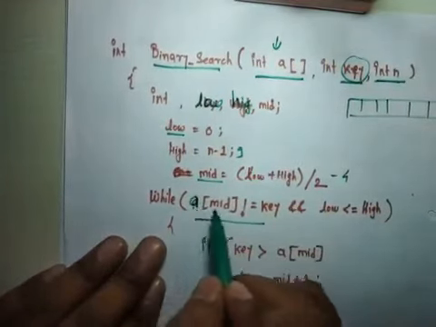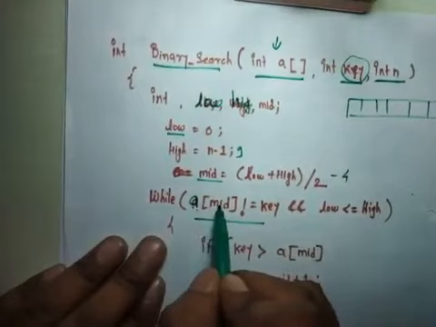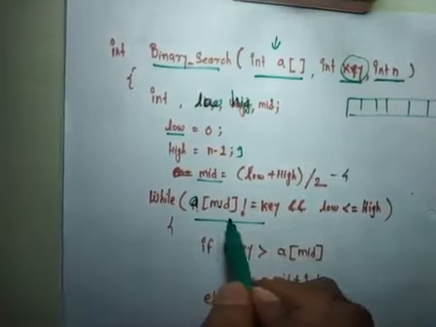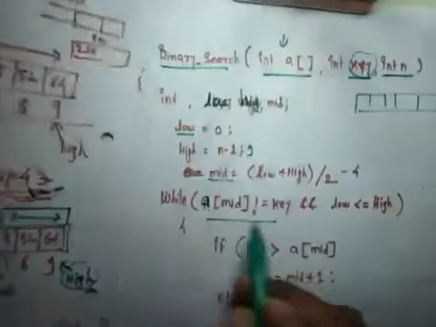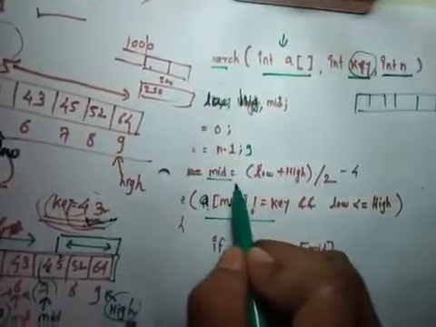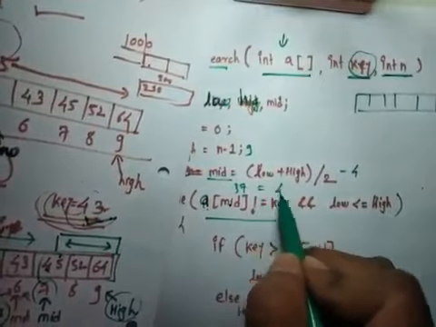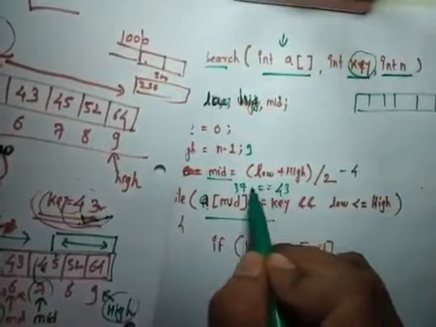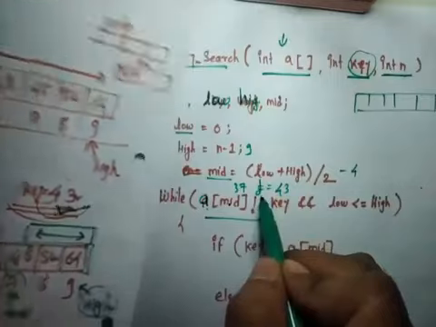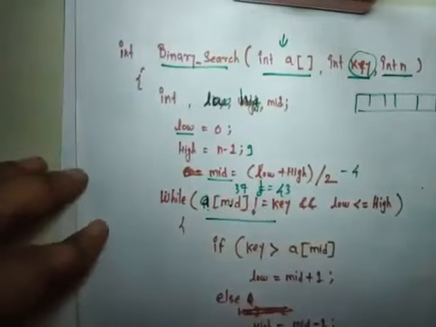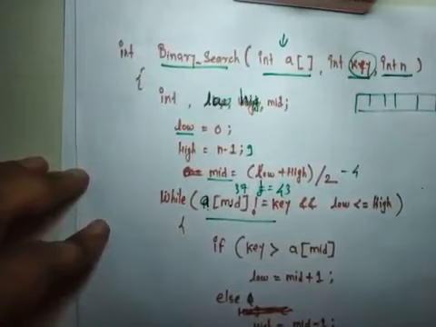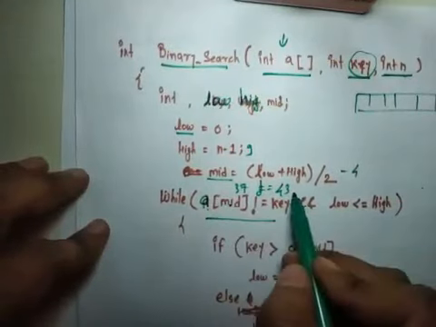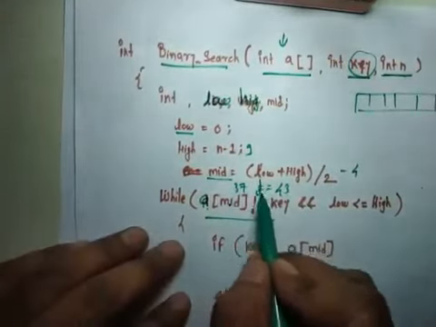A is what? Array. Array of mid position, whatever element we have. So in the first iteration what we get is 37. A of mid, that is 37, is not equal to 43. This loop will work only if these two conditions are satisfied. So the not equal to condition is satisfied, 37 is not equal to 43.